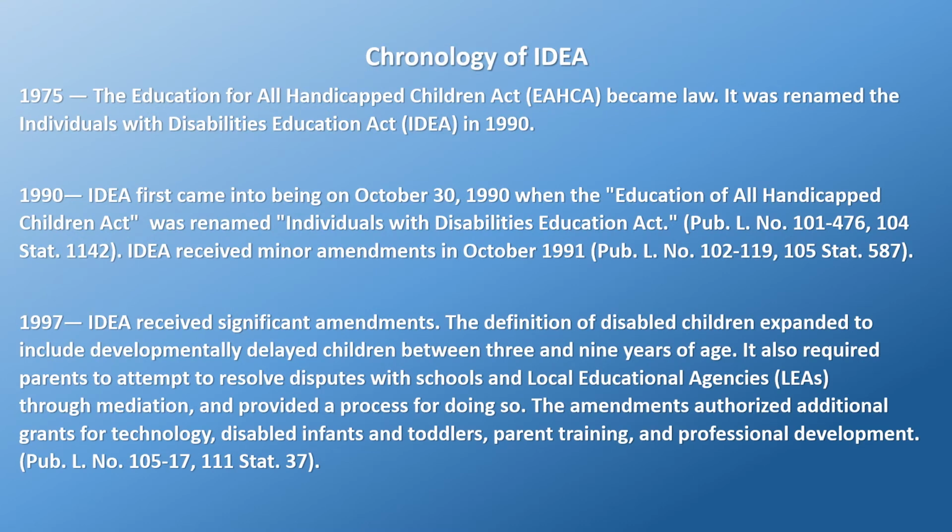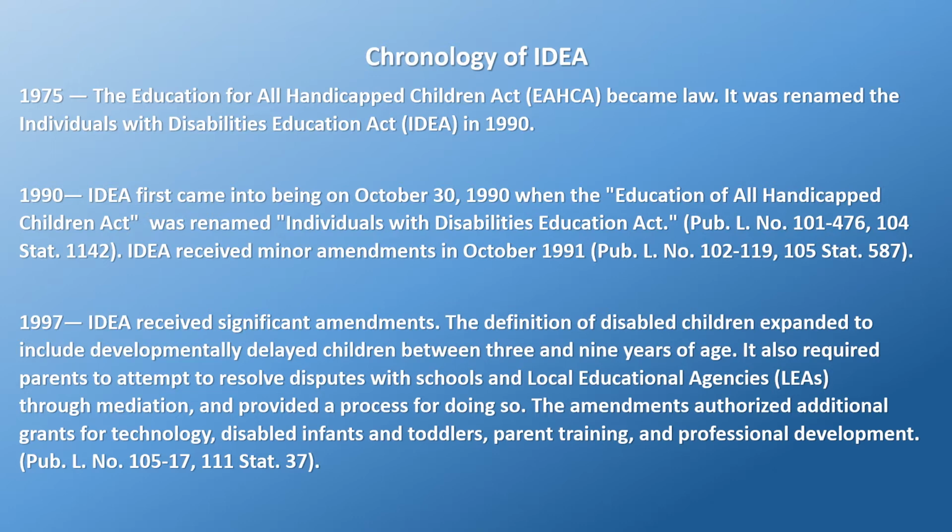The chronology of IDEA begins in 1975 when the Education for All Handicapped Children Act became law. In 1990, the name was changed to the Individuals with Disabilities Education Act, and IDEA at that time received some minor amendment changes. In 1997, IDEA received significant amendments.